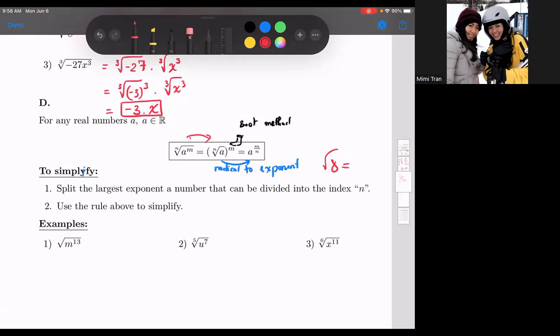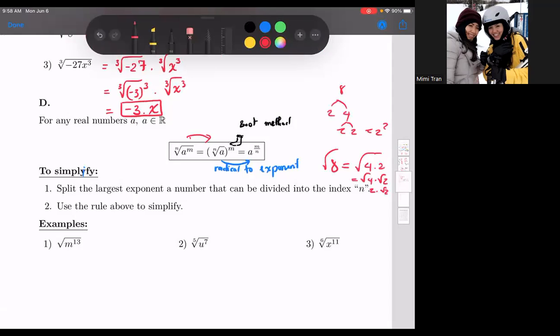By the way, Zoom people can talk if you like. We did this. If you forgot, you can do a little tree. So here, 2 squared. So I have the square root of 4 times 2, right? And then the square root of 4 times the square root of 2. The square root of 4 is 2. So that's what they meant by split the largest exponent, a number that can divide.